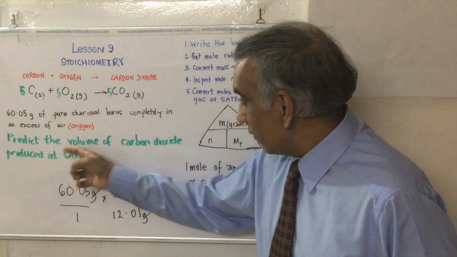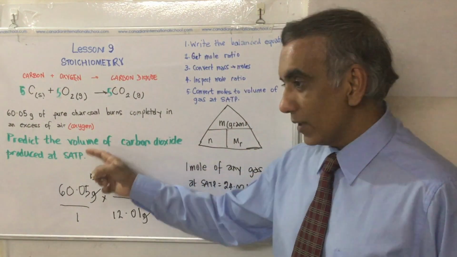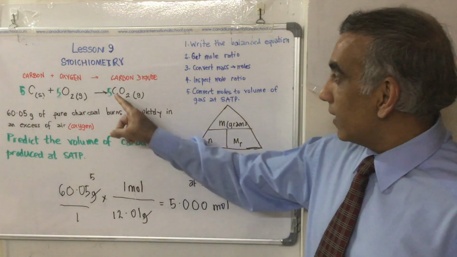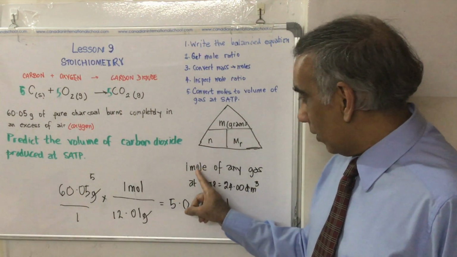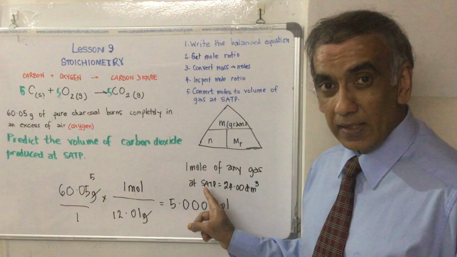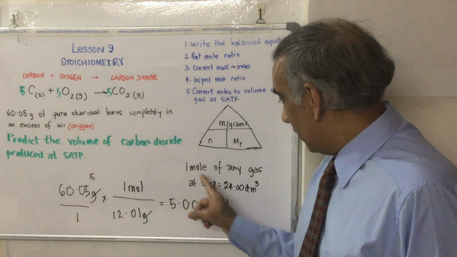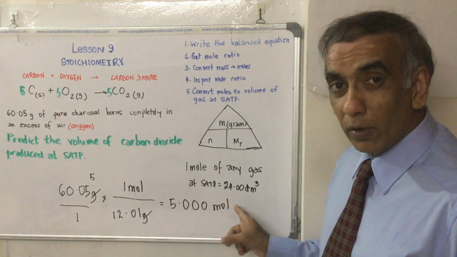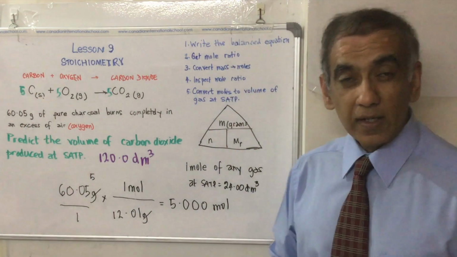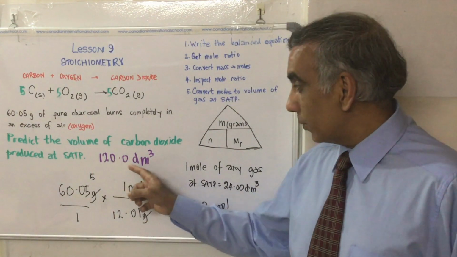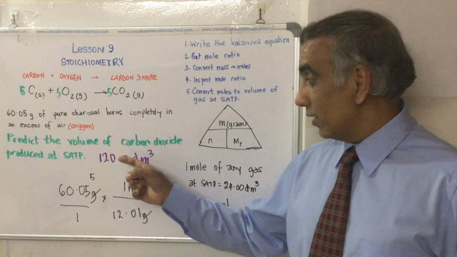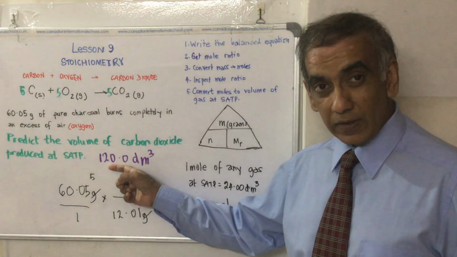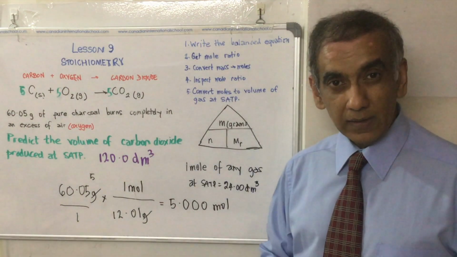So to predict the volume of carbon dioxide produced at SATP, we then need to take this 5 and multiply it by the volume of 1 mole at SATP. And that would be 5 multiplied by 24.00. And that would give us an answer of 120.0 dm cubed. Notice that I've put my answer to 4 significant figures with the right unit, dm cubed.